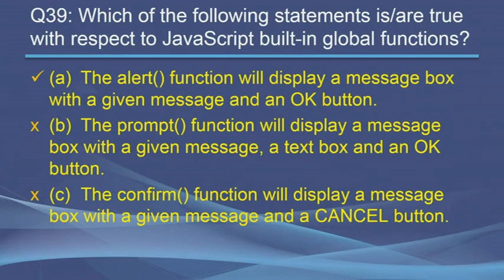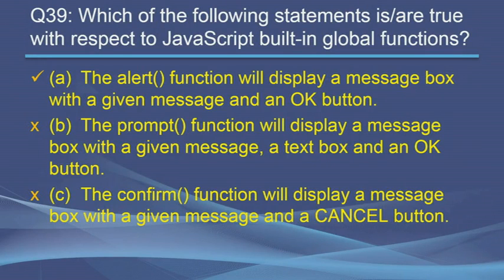So let's look at the global functions. The alert function will display a message box with a given message and an OK button. So alert will basically display a box which gives you a message, and by clicking the OK button it will close. That is the alert function, and that's the type of message box that it will display. It is important that you have run these functions to actually know the visual display of these particular functions.